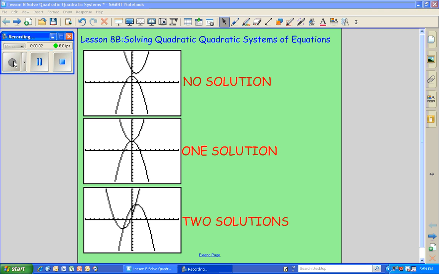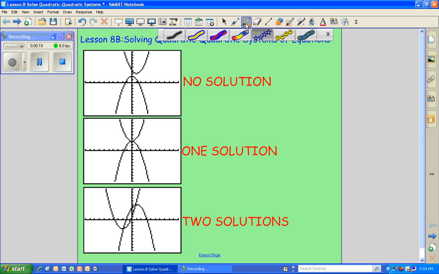Very similar to lesson 8.A, solving linear quadratic systems of equations. This lesson we're going to work with quadratic systems. So again, it depends how the two equations fall on the graph as to what and how many solutions you're going to have. In same scenarios, none, one, or two.